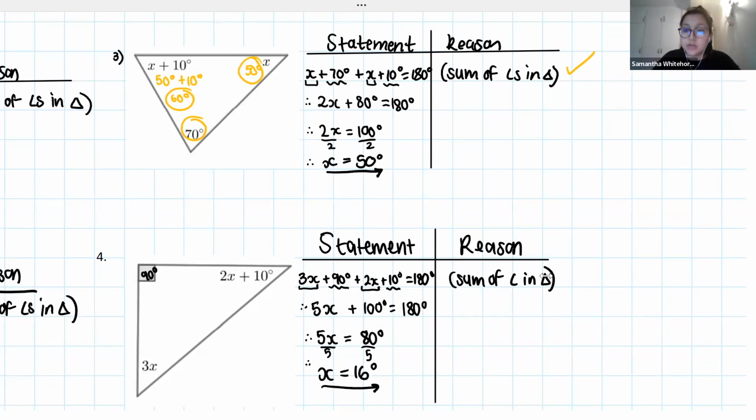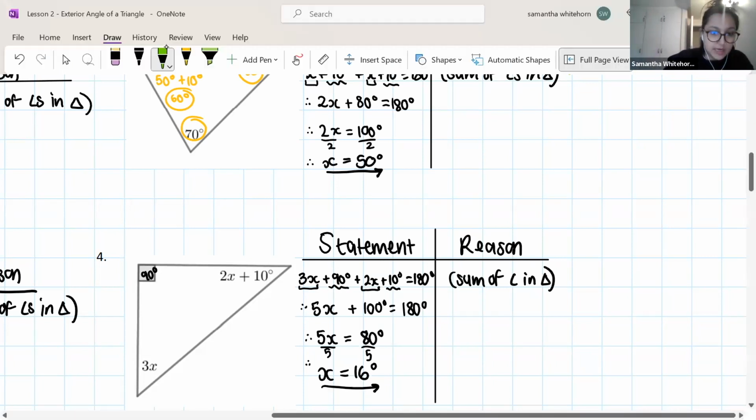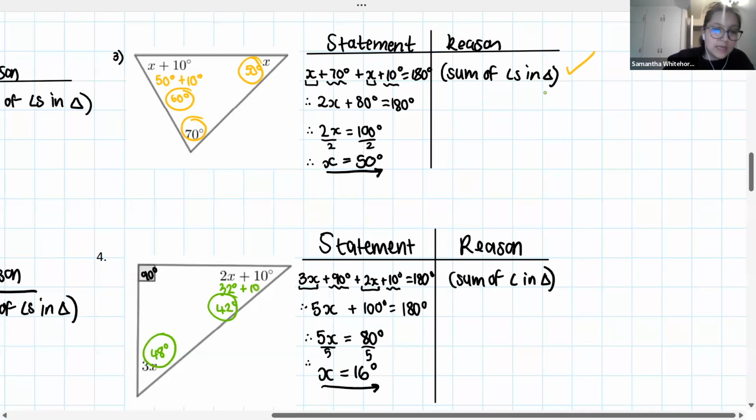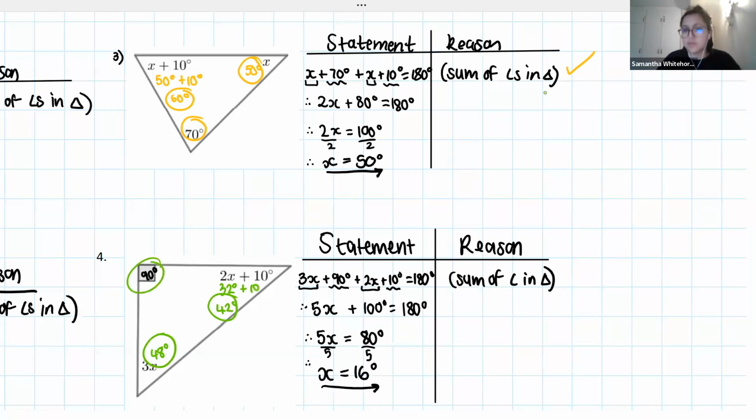Now, again, you can go and check yourself. Substitute it back into the diagram. Make sure that when you add all your angles together, you are getting 180. So if we quickly do that, 3 times 16 is 48. So we've got a 48-degree angle down there. 2 times 16 is 32. So we've got 32 plus 10, which gives us 42. 42 plus 48 gives us 90, plus 90 gives us 180. So the sum of angles in a triangle does actually stand and is correct. And so we've correctly worked out x.